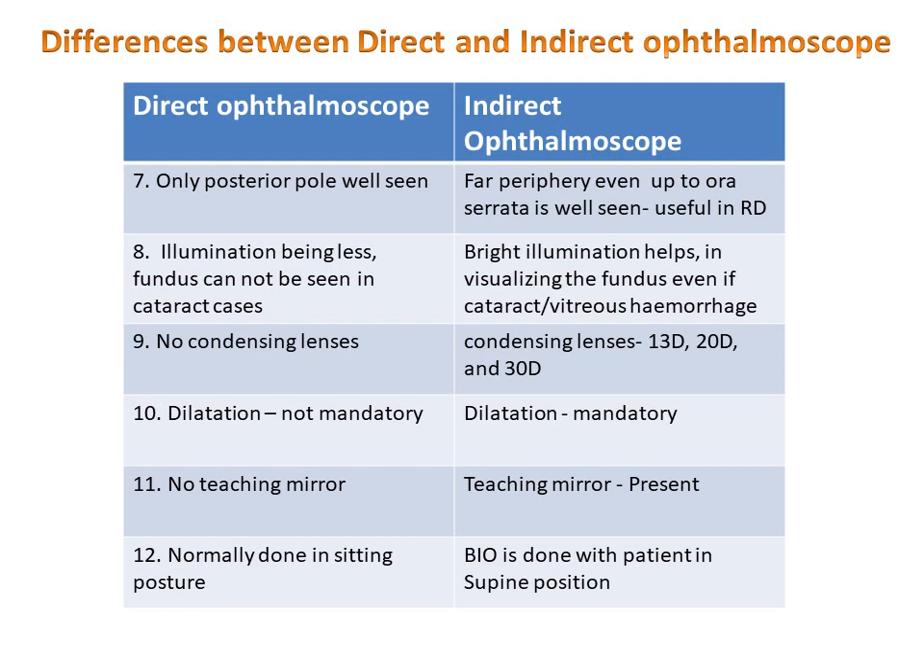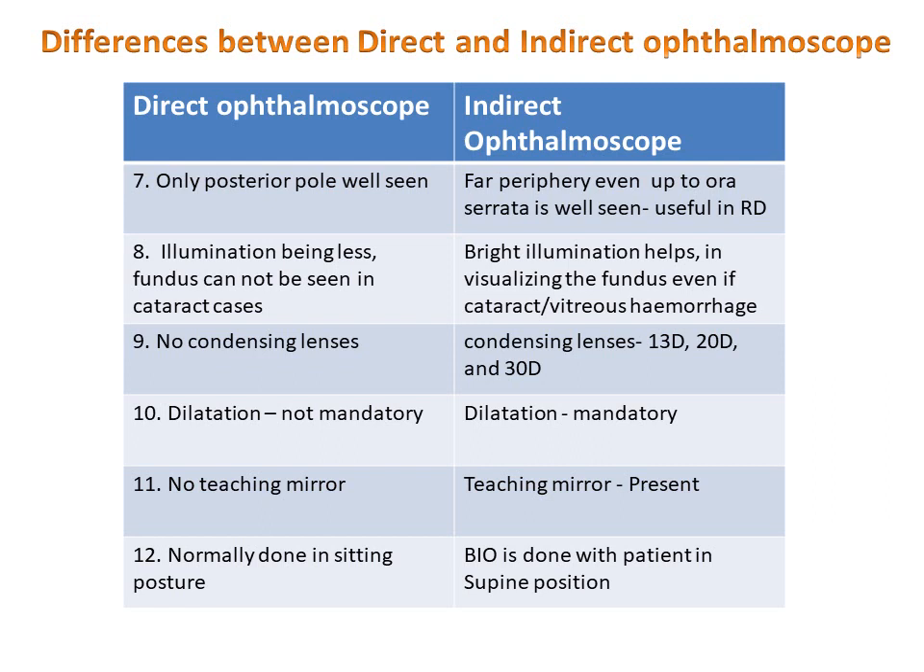As you know very well, in direct ophthalmoscope, no condensing lenses are used, but in indirect ophthalmoscope, condensing lenses of 13 diopters, 20 diopters or 30 diopters can be used, and very commonly used condensing lens, as I keep telling you throughout this lecture, is 20 diopter lens.